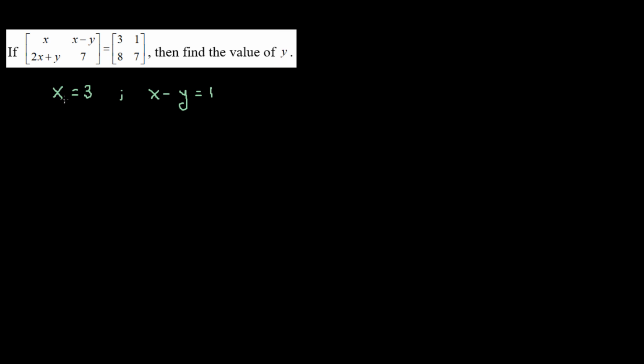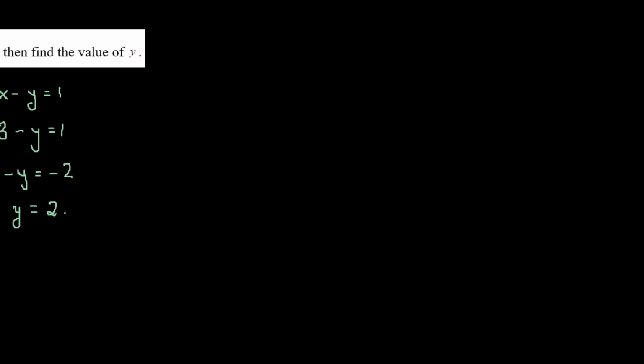Since we already know what x is, that's 3, let's plug it into this second equation. So this is 3 minus y is equal to 1. Then negative y is equal to 1 minus 3, which is negative 2. Then we multiply each side by negative 1, so that will give us y equals 2. So that is the answer. That's it.